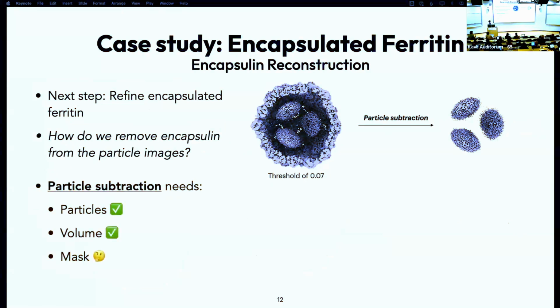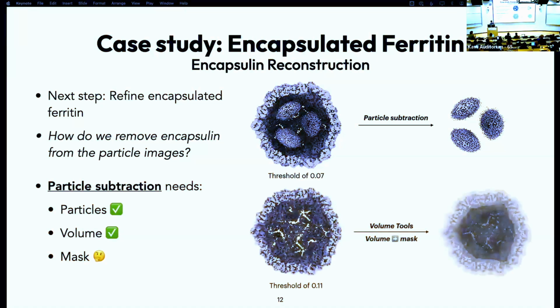Okay, particle subtraction takes as input the particle images, obviously, and these must have been aligned previously to this structure. It also takes the associated volume that they were aligned to, and it takes a mask covering the region to subtract. Now, how can we make this mask? Well, we'd like to subtract encapsulin, so we want the mask to cover only this region and to exclude the interior of the nanocompartment. So typically, we'd have to use some tools in UCSF ChimeraX, like the volume eraser, or perhaps the map segmentation feature to generate such a mask.